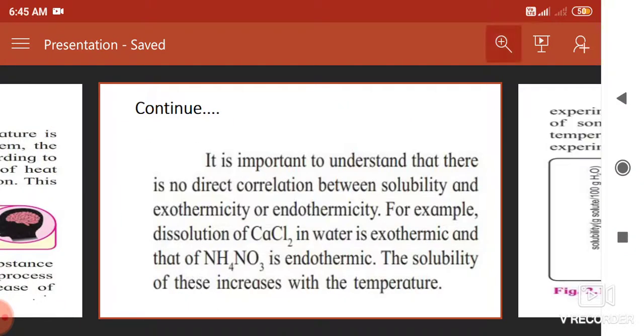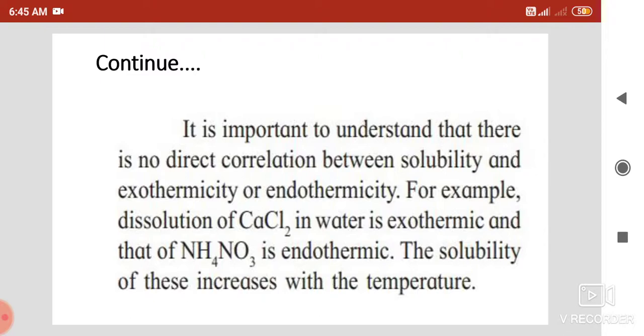It is important to understand that there is no direct correlation between solubility and exothermicity or endothermicity. For example, the dissolution of calcium chloride in water is exothermic, and that of ammonium nitrate is endothermic. The solubility of both increases with temperature. Even though the dissolution of calcium chloride is exothermic and ammonium nitrate is endothermic, the solubility of these substances in water increases with increasing temperature.